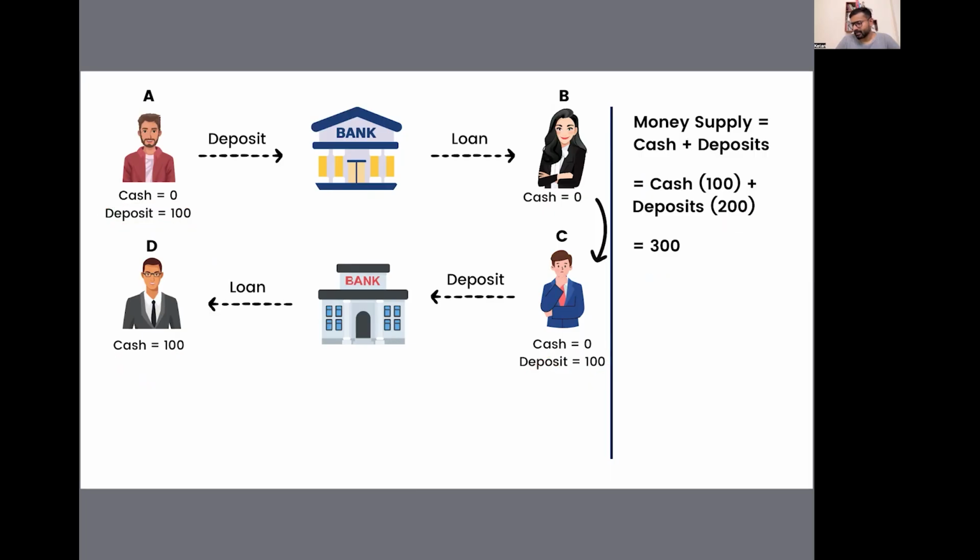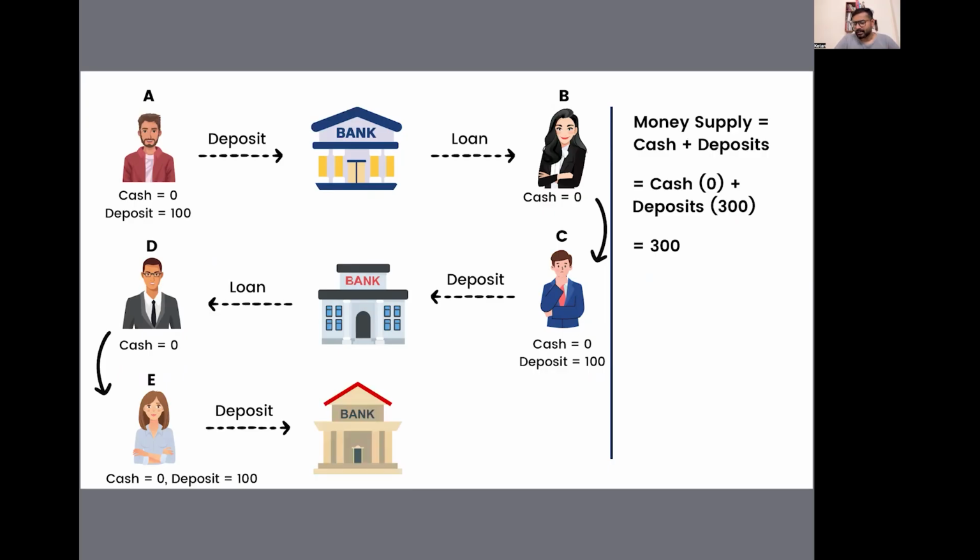Okay. Now, if person D lends the money to person E, then again there is no change in money supply because this transaction has happened outside of the banking system. And the person E again deposits the money into the bank. So the deposits are 300. Cash is out of circulation. Cash is with the bank, and the money supply is 300.